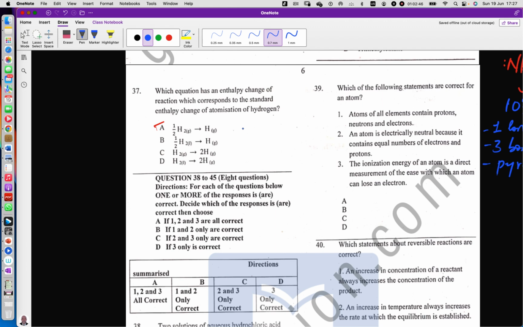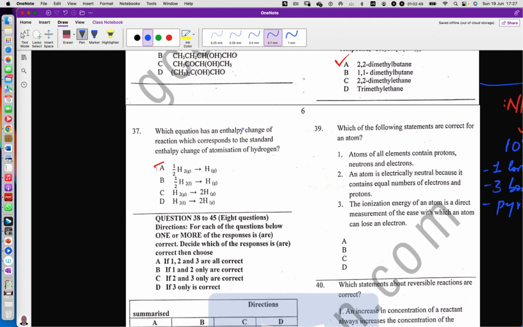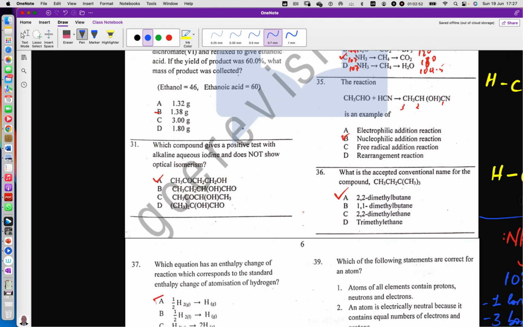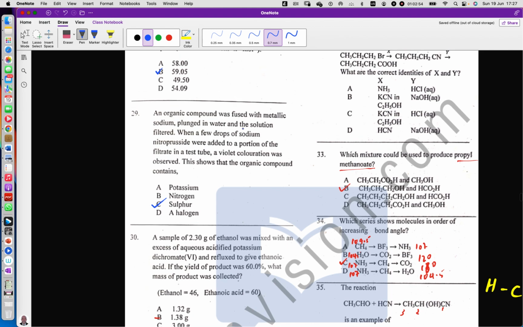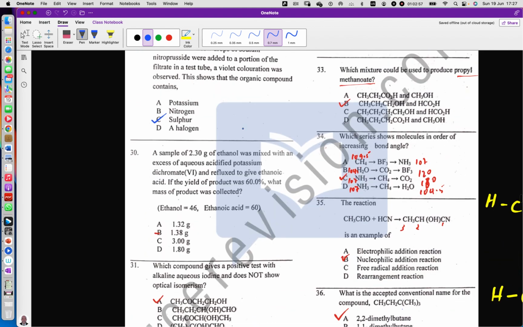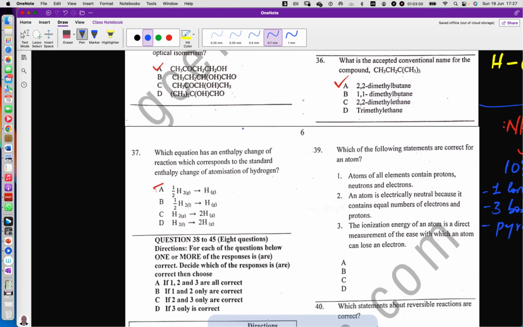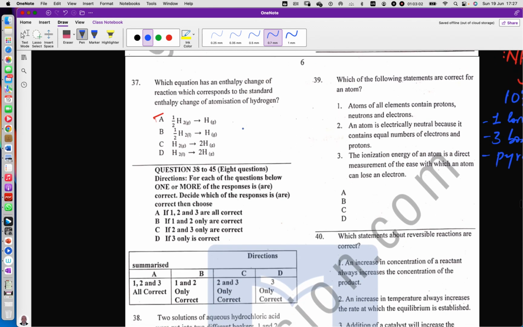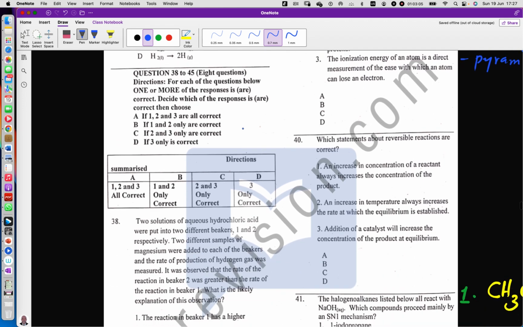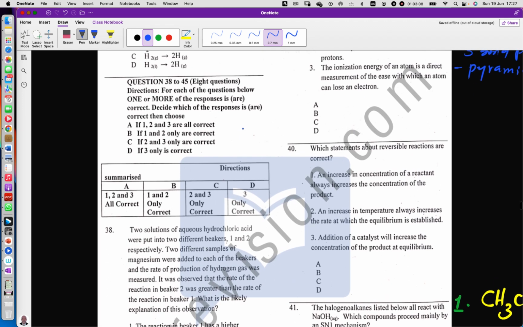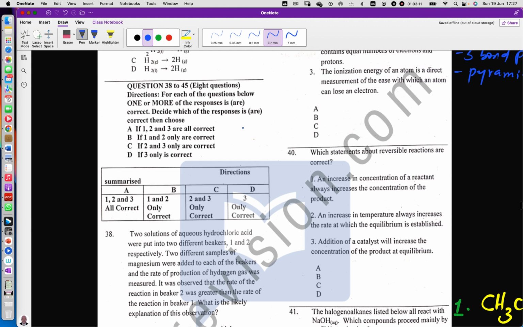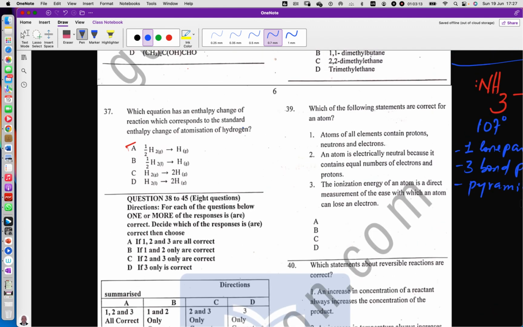So now you see that statement 1 is right. According to the atomic structure, an atom contains the proton, neutron, and electrons. 1 is right. For an atom to be neutral, the number of electrons must be equal to the number of protons.